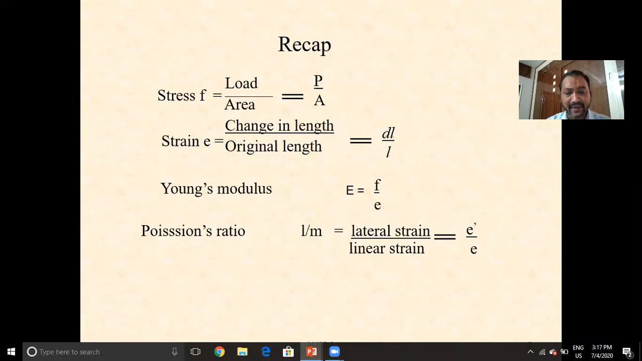The strain obtained in the direction of the force applied is called the linear strain, and the strain obtained in the lateral dimension, that is perpendicular to the force application direction, is called the lateral strain. So the ratio of the lateral strain to linear strain is called the Poisson's ratio. These things we have discussed in the last class.